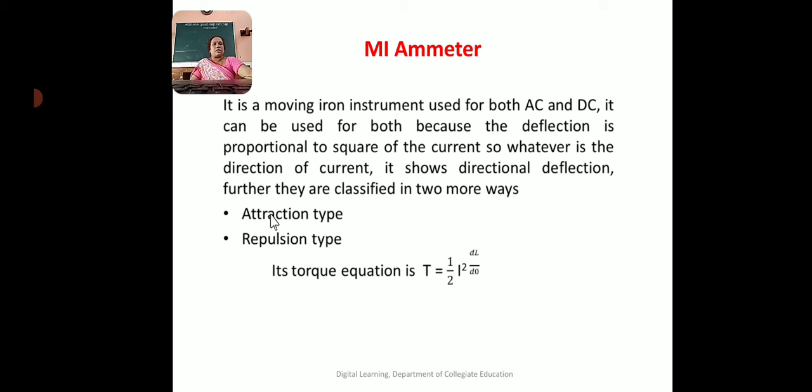So the MI ammeter is classified into two types: attraction type and repulsion type. The torque equation of the MI ammeter is given by this expression.